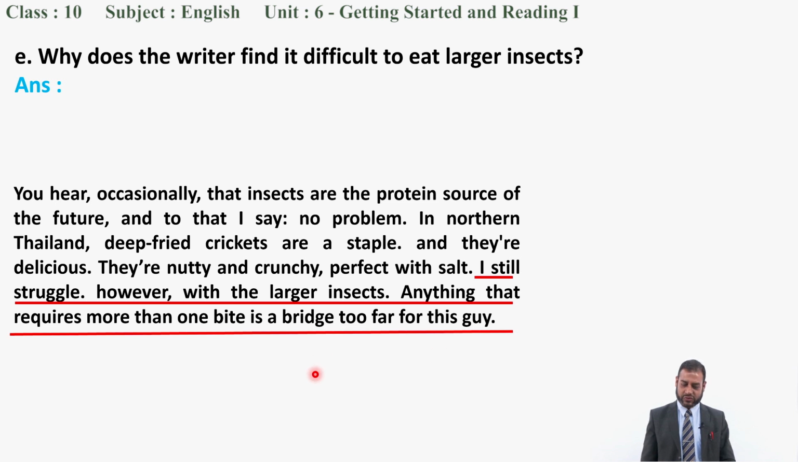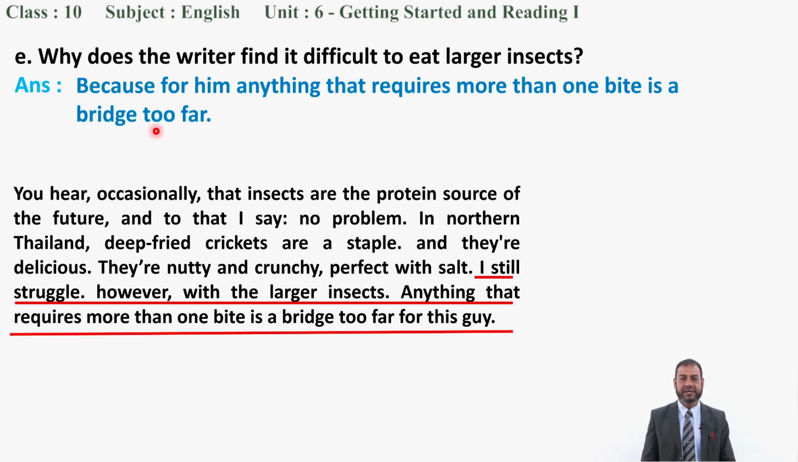Okay, so what can be your answer now? Yes, your answer can be because for him anything that requires more than one bite is a bridge too far. Or your answer can be the writer finds it difficult to eat larger insects because. But we don't need to write a complete sentence for comprehension task in question answer. Okay. Now next question. What is the next question given in F?